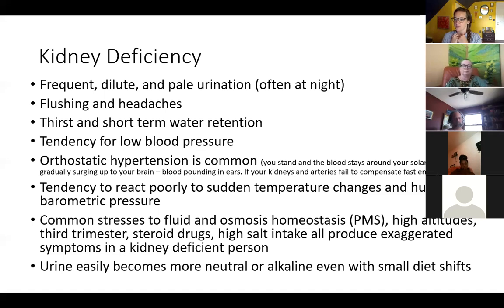Also, urine easily becomes more neutral or alkaline, even with small diet shifts, because when you're thinking kidney deficiency, it's not functioning optimally, right? And so it's like that quivering. I keep using that word because there's a weakness, and so it shakes, and it's already shaking, so any kind of shove or adjustment throws it out of balance. Homeostasis shouldn't react like that. Your body should be able to take changes and hold them well, and adjust slowly without you fainting, or without sudden changes causing dramatic side effects.